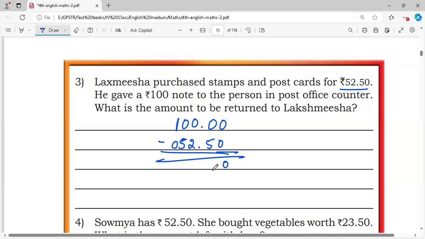Take a 10 from the nearby house. This becomes 10 minus 5, 5. Carry 1. Same, 10 minus 3, 7. Carry 1. 10 minus 6, 4. Carry 1. 1 minus 1, 0. 47 rupees 50 paise. The amount returned to Lakshmisha is 47 rupees 50 paise.